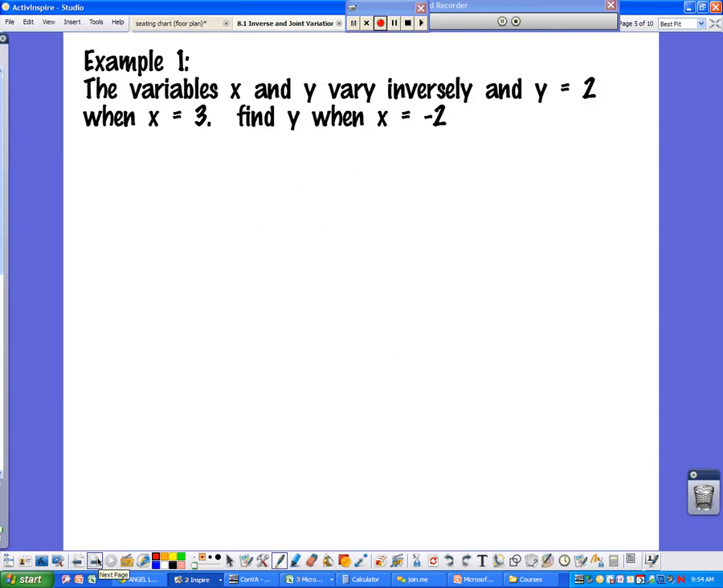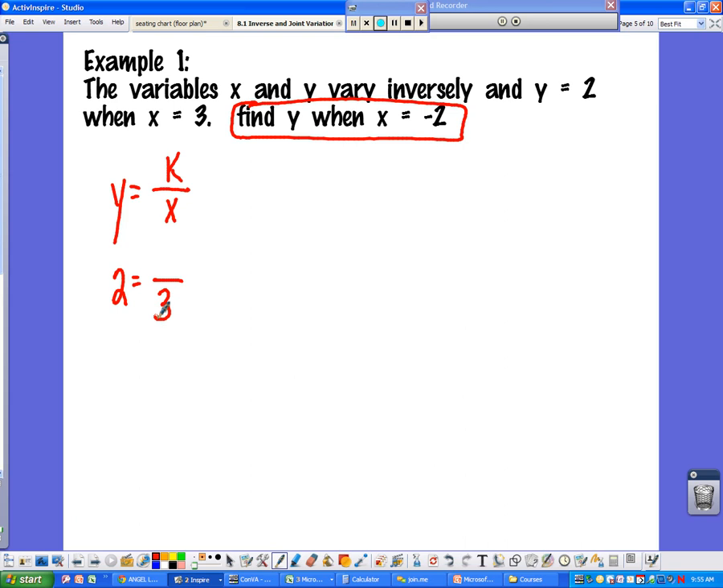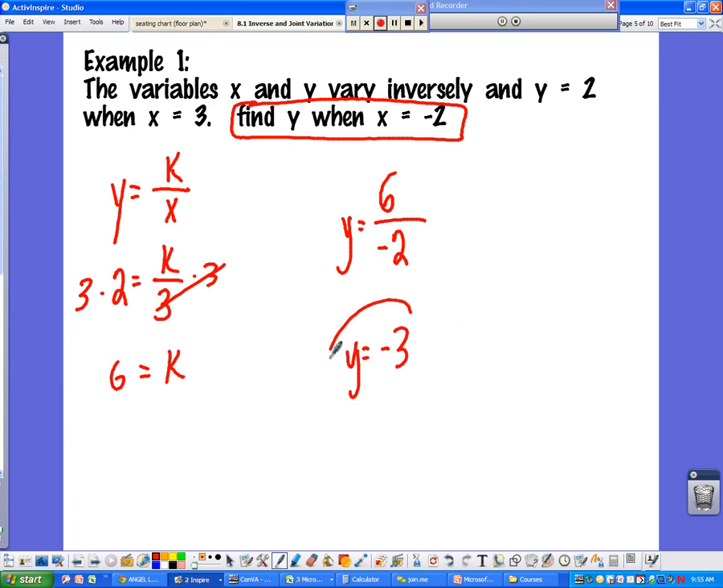In example number 1, the variables x and y vary inversely, and y equals 2 when x equals 3. This part right here is really not needed at this point. We just need to find what our k value is. So k equals xy. If y equals 2 and x equals 3, what is our k value? All you have to do is multiply both sides by 3, and you solve it. So k equals 6. But the real question is, we've got to find y if x equals -2. So y is our unknown variable. K we know is 6, and x is -2. So y equals 6 divided by -2, which gives us -3.